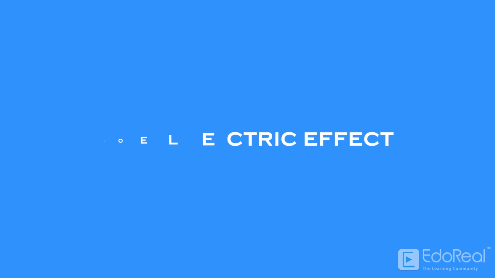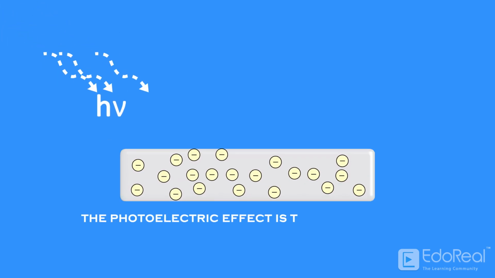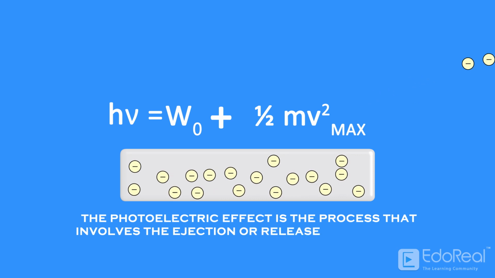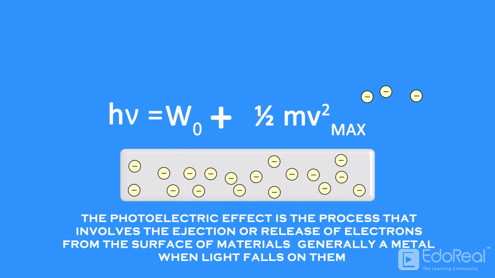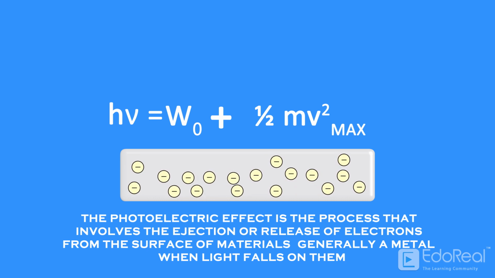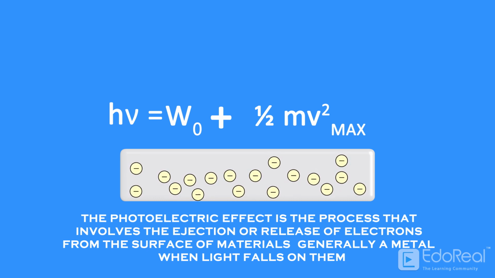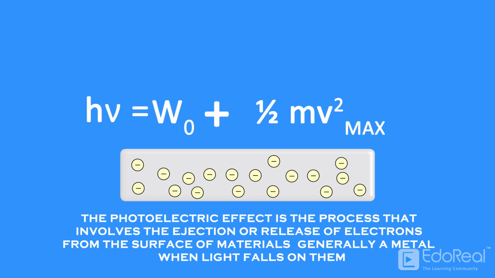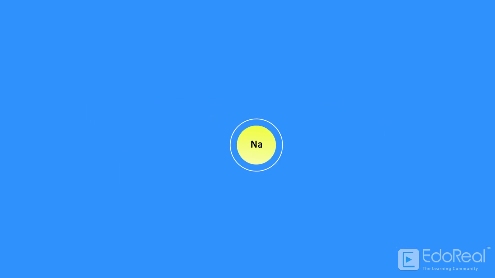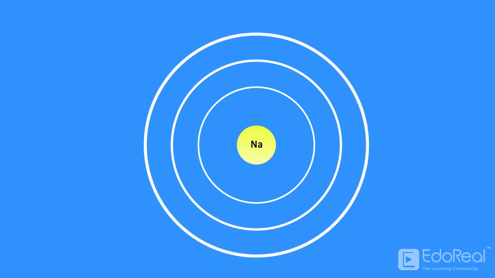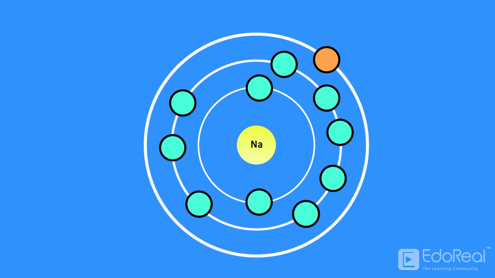Let's see the photoelectric effect. The photoelectric effect is the process that involves the ejection, or release, of electrons from the surface of materials, generally a metal, when light falls on them. The equation for the photoelectric effect is written as: Generally, the material would be a metal, or conductor, which is a solid that comprises several atoms.